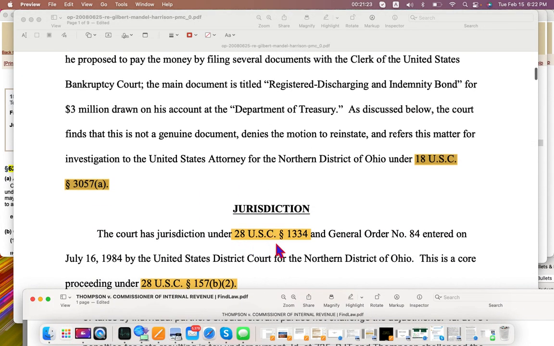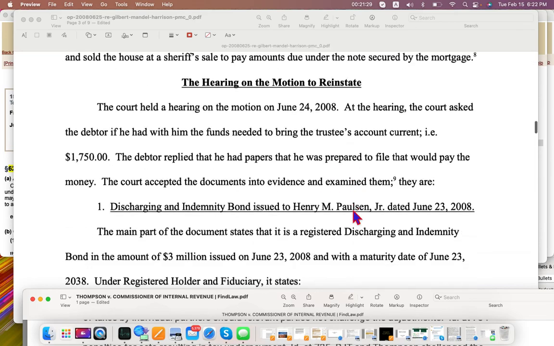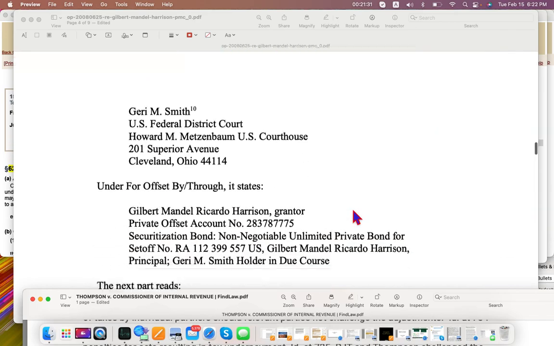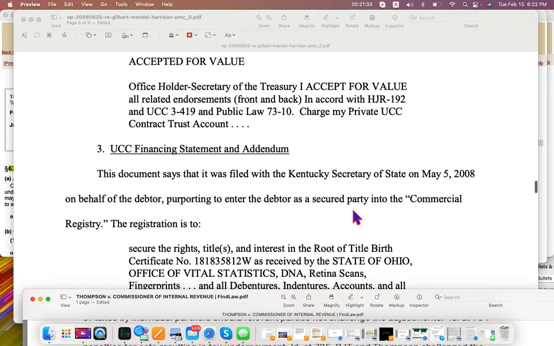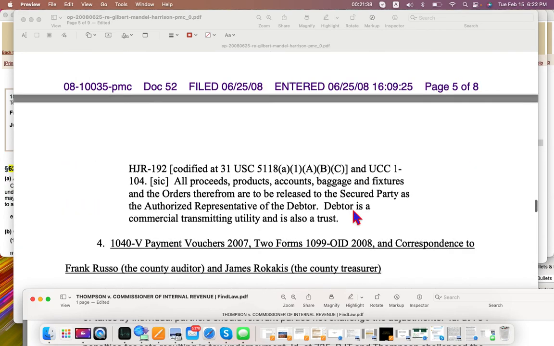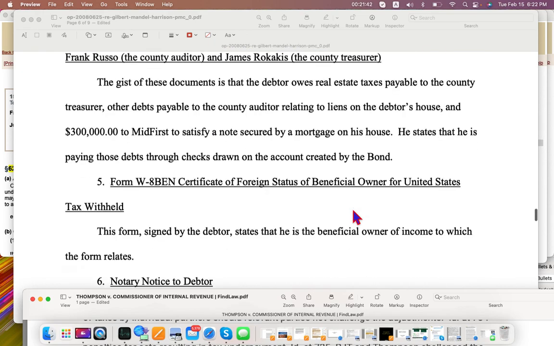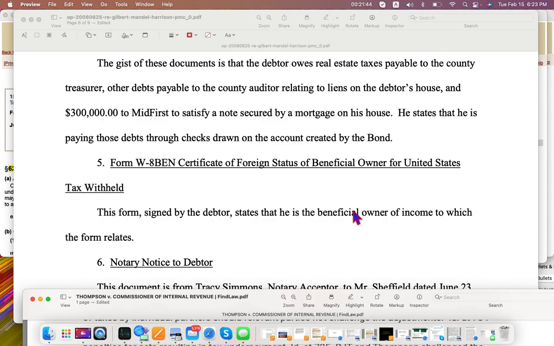This is positive law, 28 USC, 18 USC. These are positive laws. These are laws. Titles made laws. Public policies, public acts, public codes, they all apply on federal lands to the federal people.